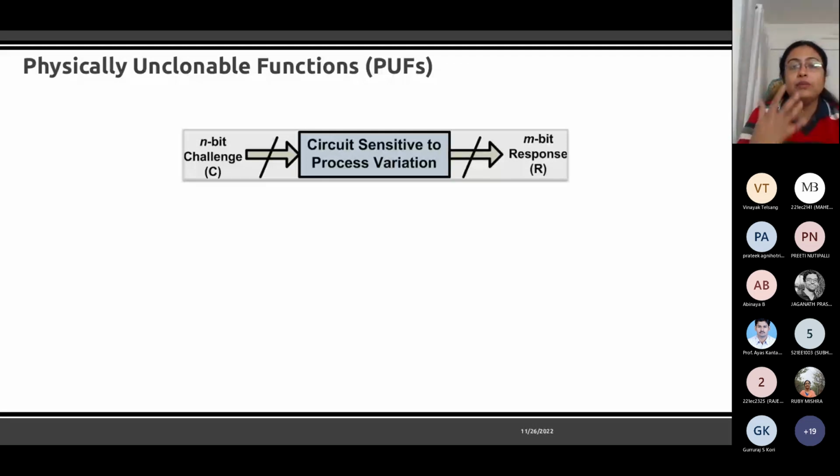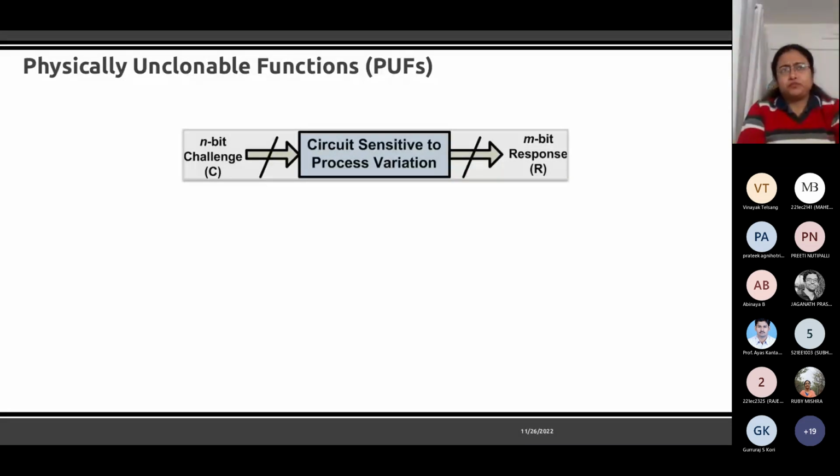Now the question is, what do we mean by circuit sensitivity to process variation? Let us give an example again with the AND gate. Now you know that if I give some input to the AND gate, I will always get this set of output. But can you comment on how much time a particular AND gate will take to propagate the input signal to the output signal? So the propagation delay of a particular logic gate to actually generate the output.